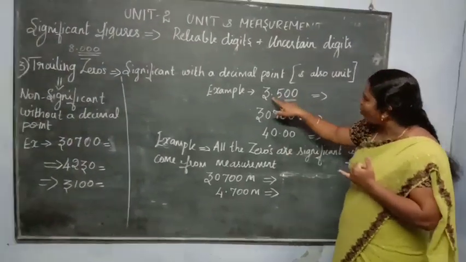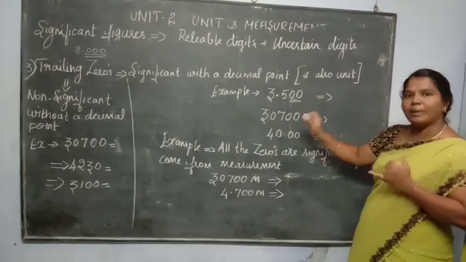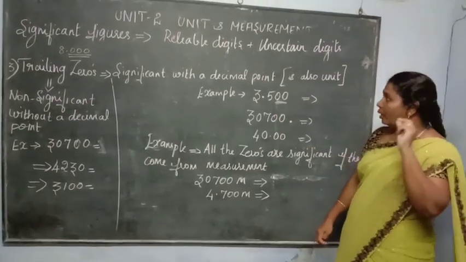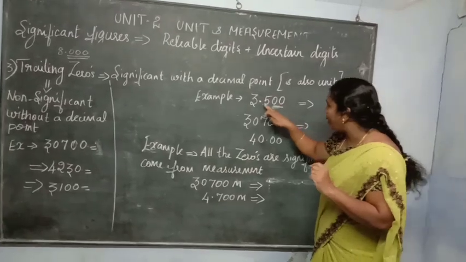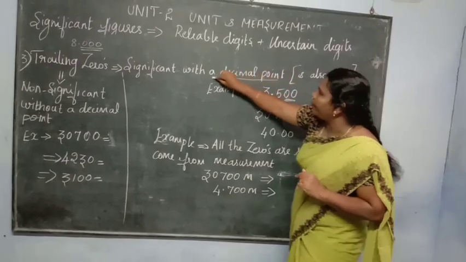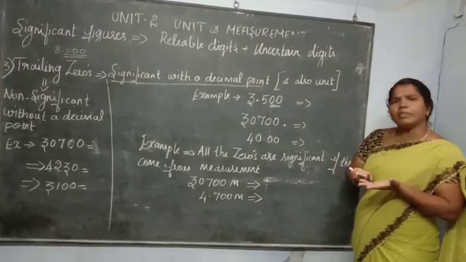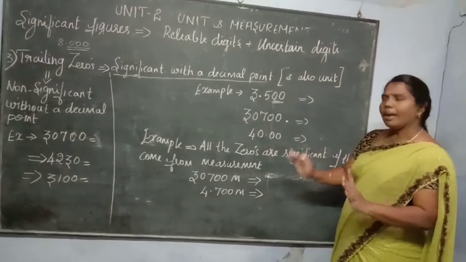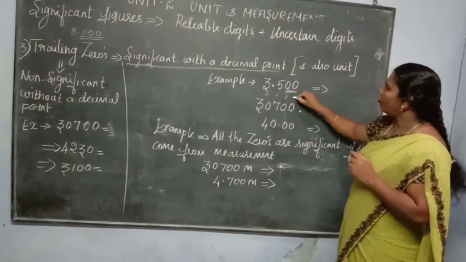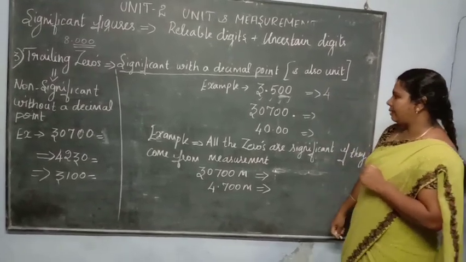See here, it is followed by the decimal. So followed by the decimal means it is significant. First you find the trailing zeros, then you find out whether it is followed by a decimal or not. Here it is with the decimal point, so it is significant. Significant means you just count the number and write it. What is the number? 1, 2, 3, 4. How many significant digits are in that? 4.